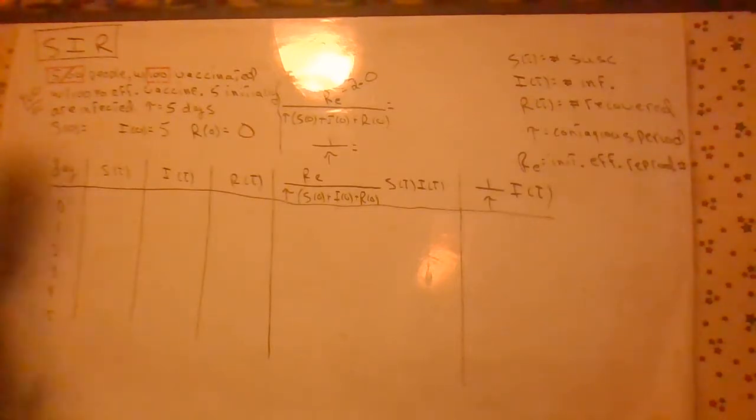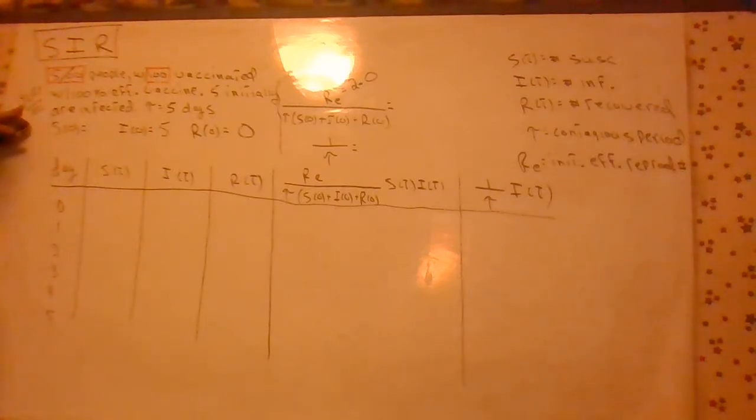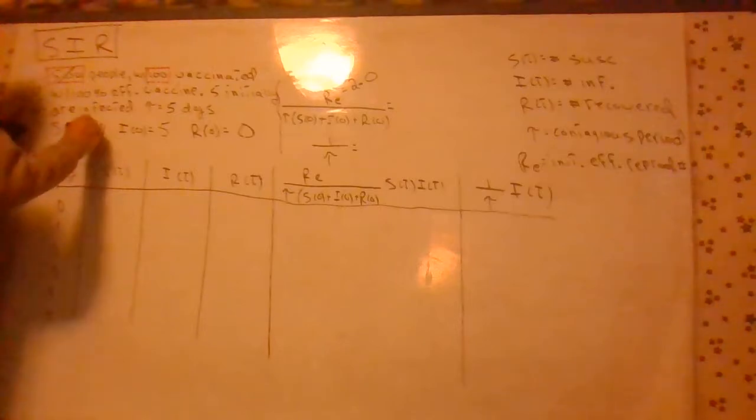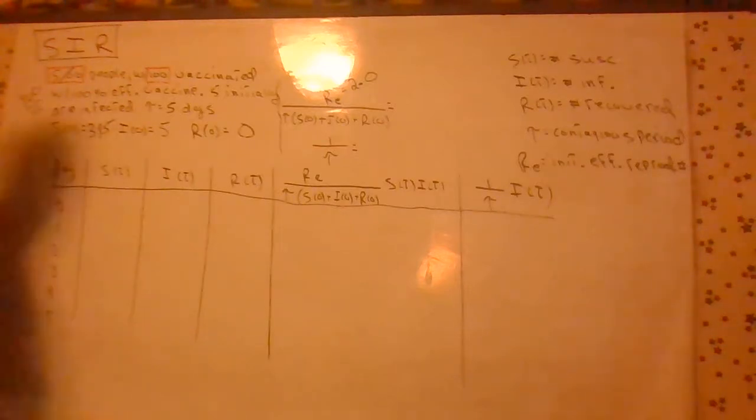Now, if we have 5 infected, 0 recovered, we have 400 people in our viable population. This is going to be 395 susceptible. That's how many can catch the disease. 5 is how many people have it. And we have 0 recovered.